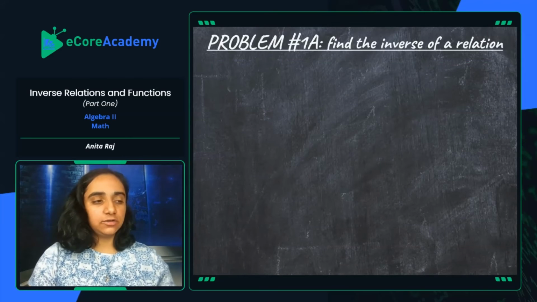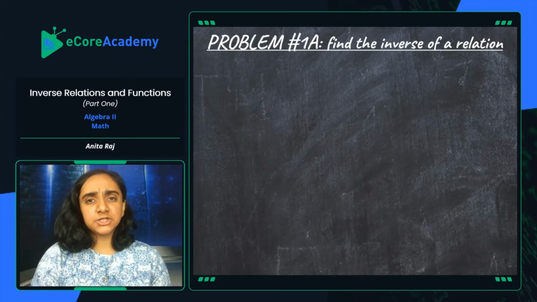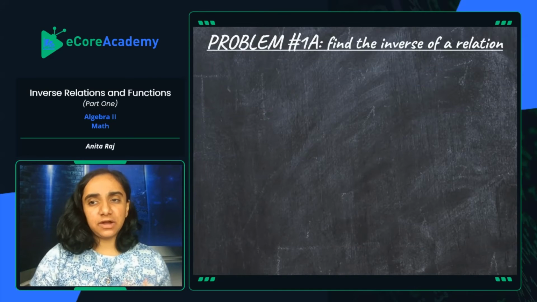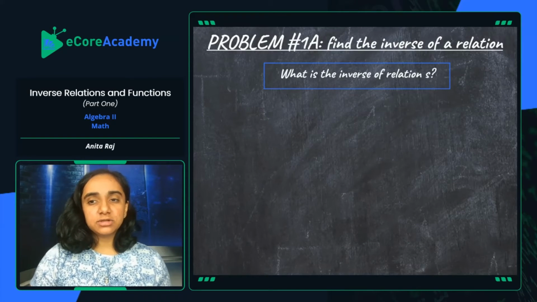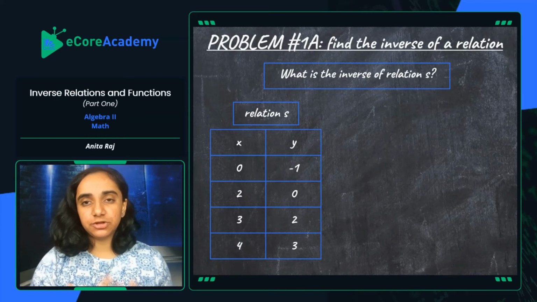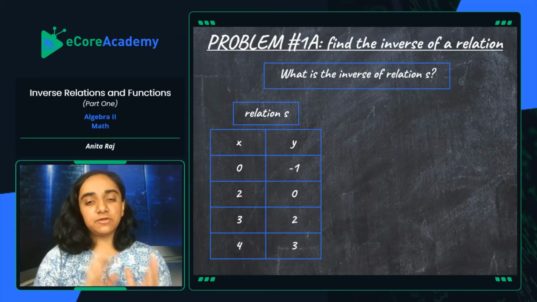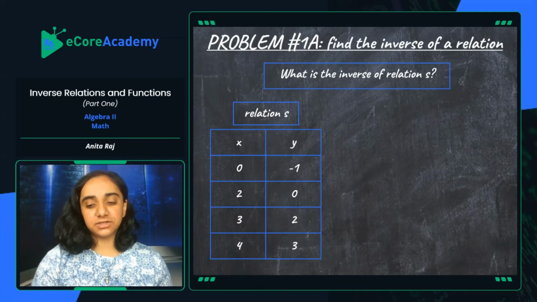All right, so let's get into our first practice problem, problem number 1a. There's 2 parts to this problem. In this case, we're going to find the inverse of a relation. What is the inverse of a relation S that we're going to be given? So here's relation S. It's given in the table. Our x coordinates are 0, 2, 3, 4, and their corresponding y coordinates are -1, 0, 2, and 3. You can see that this is a simple xy table. We're going to find what the inverse of relation S is, so what S inverse is.